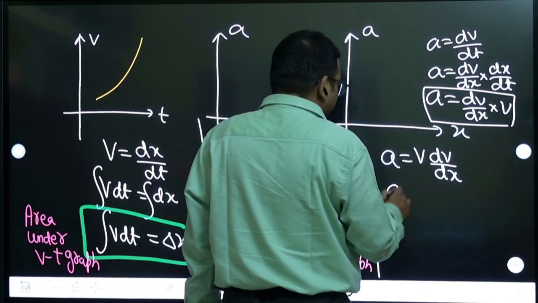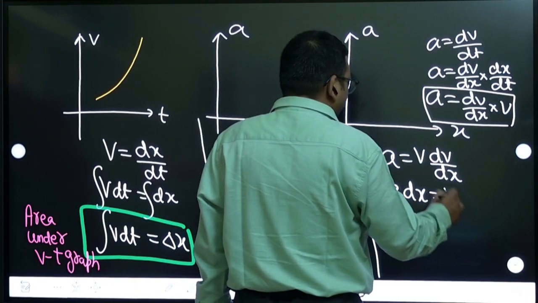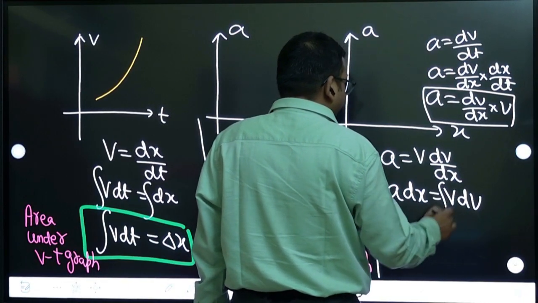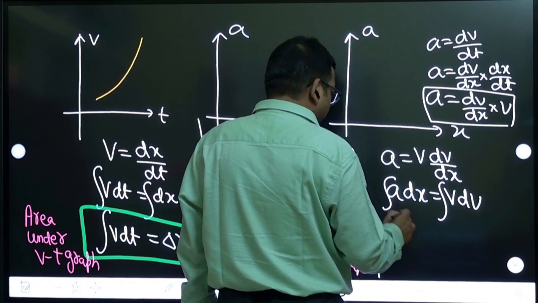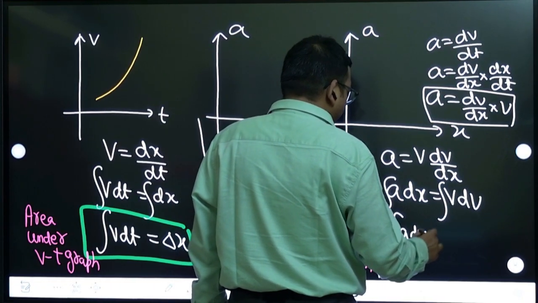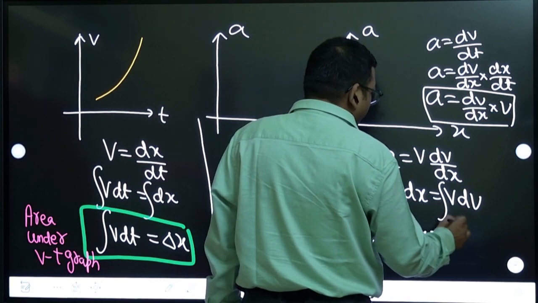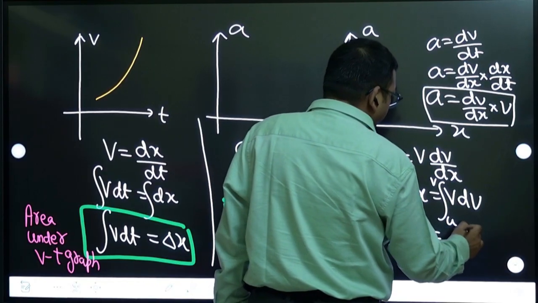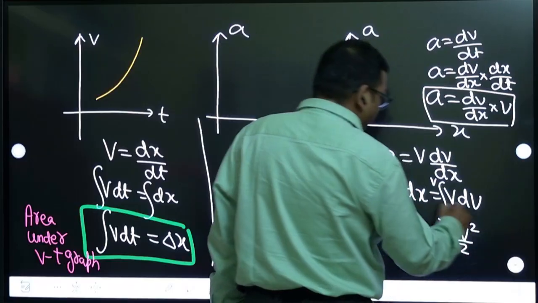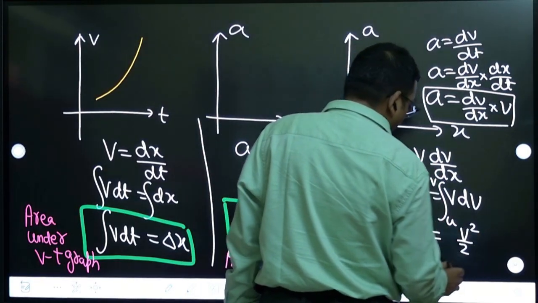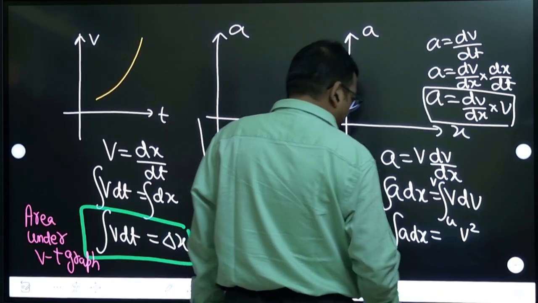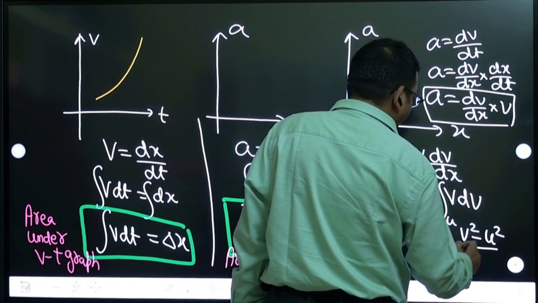And now if I write this a dx is equal to v dv, then I can do integration. So the integration of a dx is the area under the ax graph, and on the other side, let us say speed is going from u to v, then it will become v square by 2, and when you put the limits it is v square minus u square by 2. That also you can do.